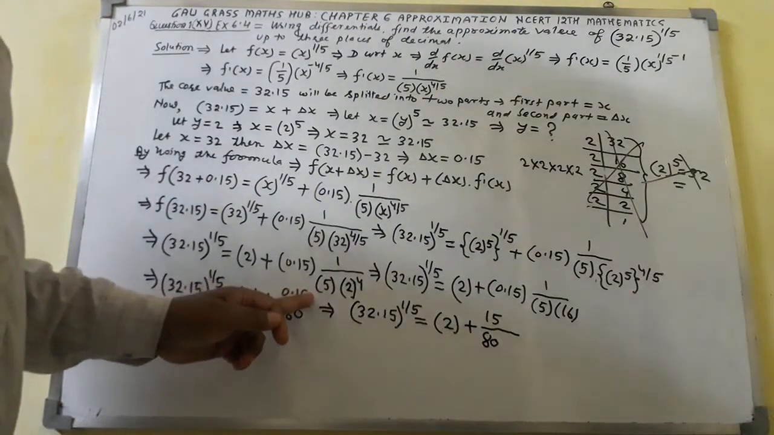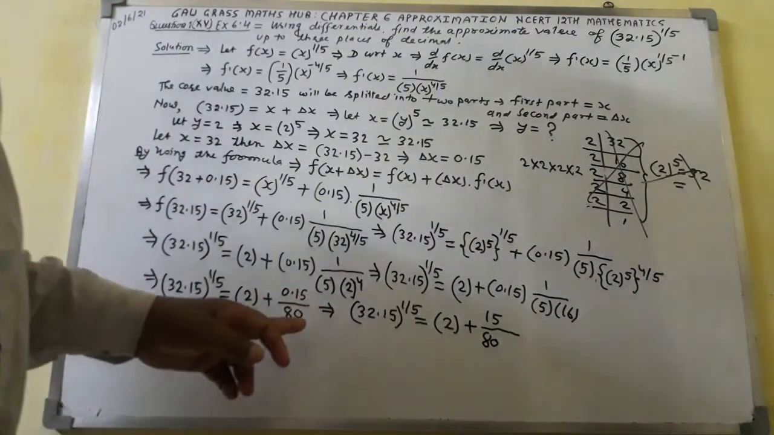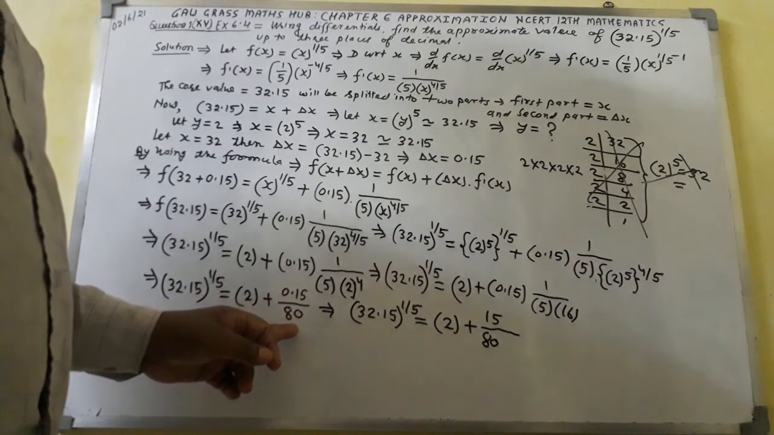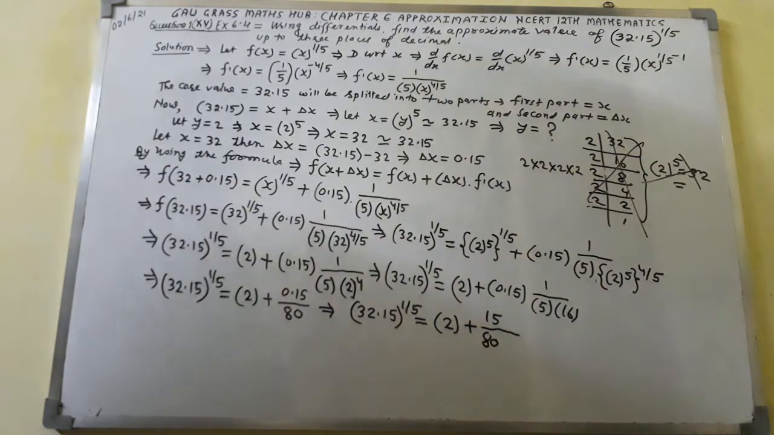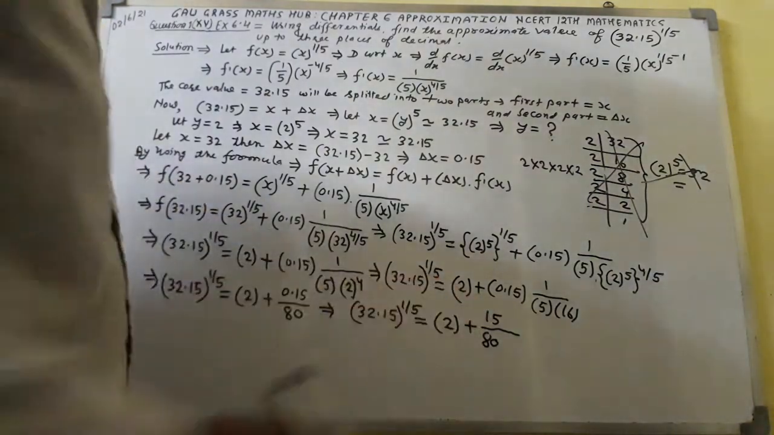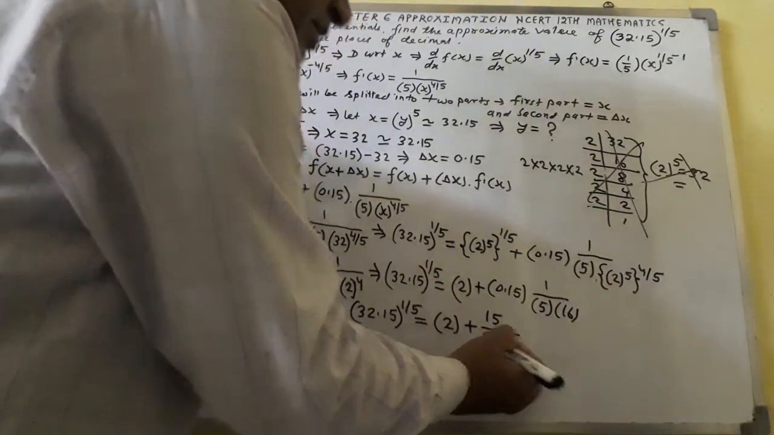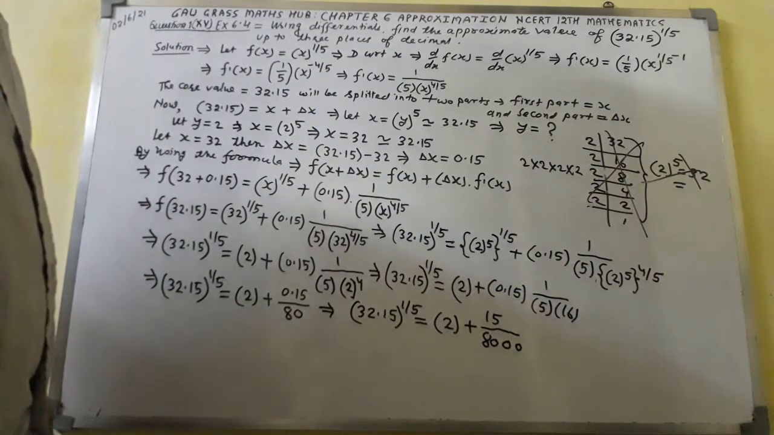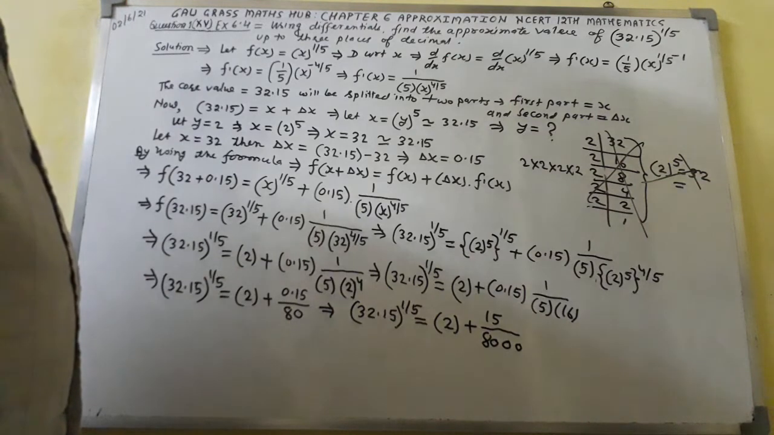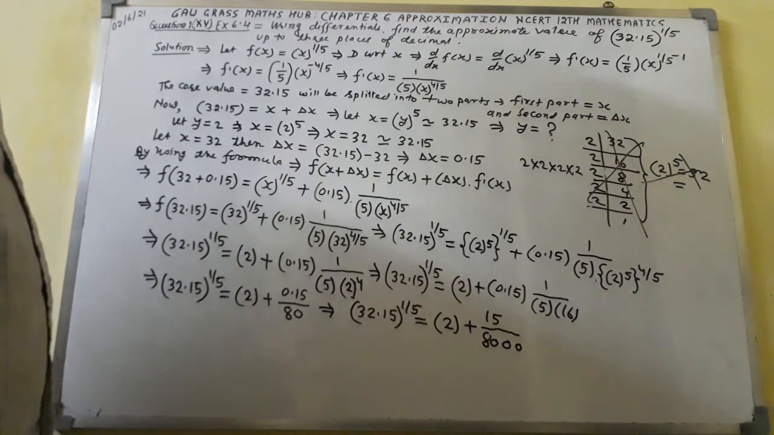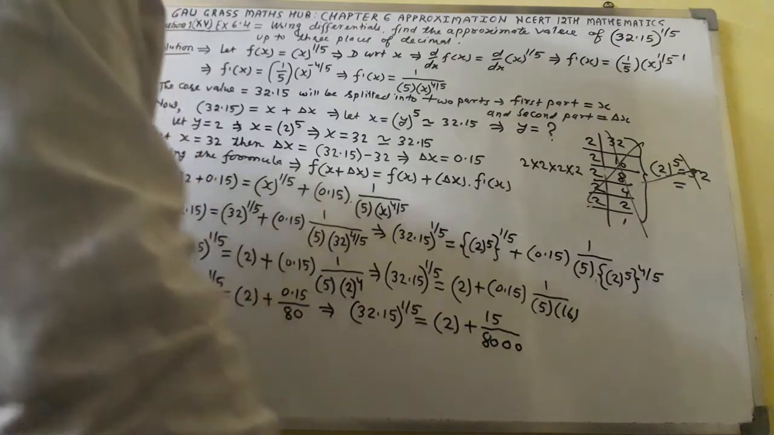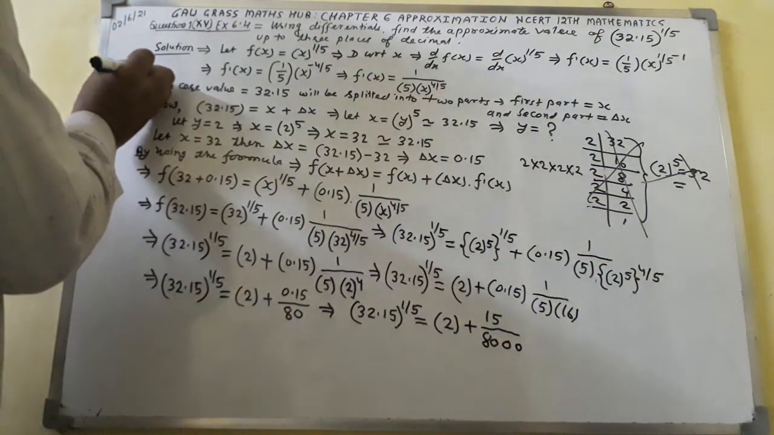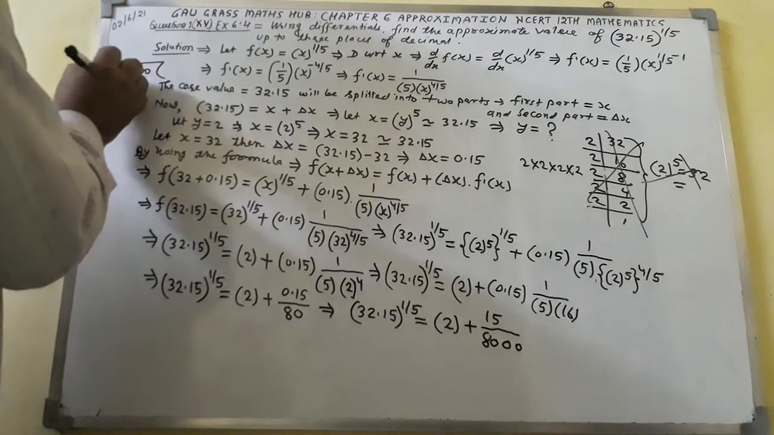After the decimal, 2 digits are available, so in the numerator as well as the denominator we will multiply by 100. So you will get 15 in the numerator and 8000 in the denominator. Now what to do here? 8000 will be divided by 15.